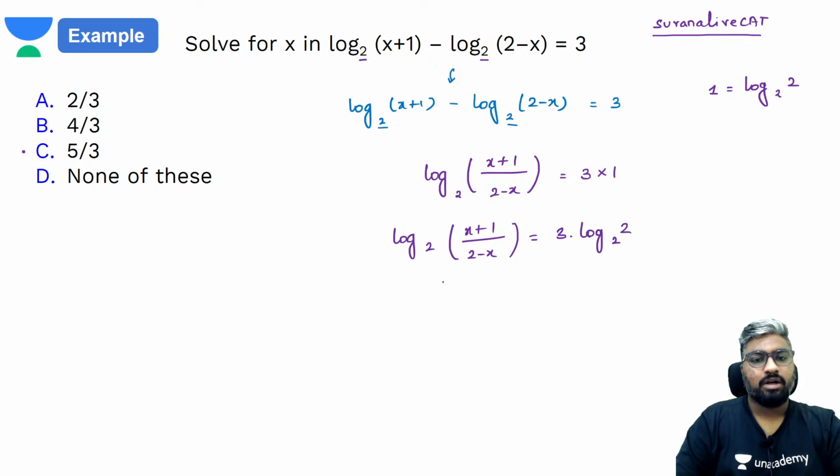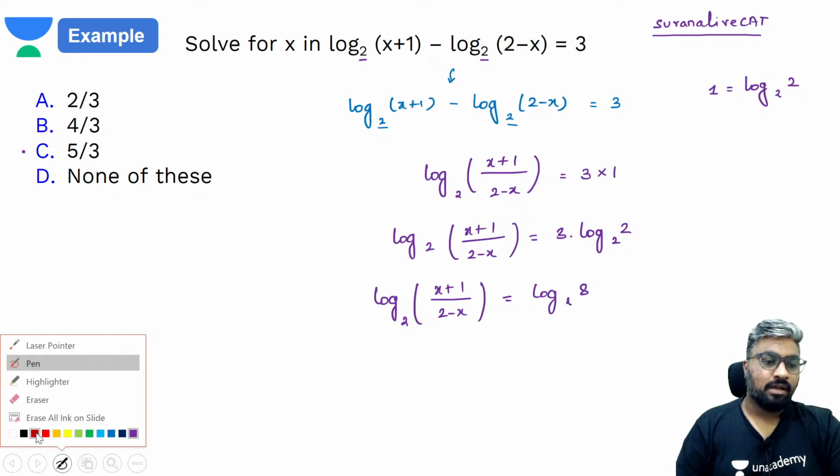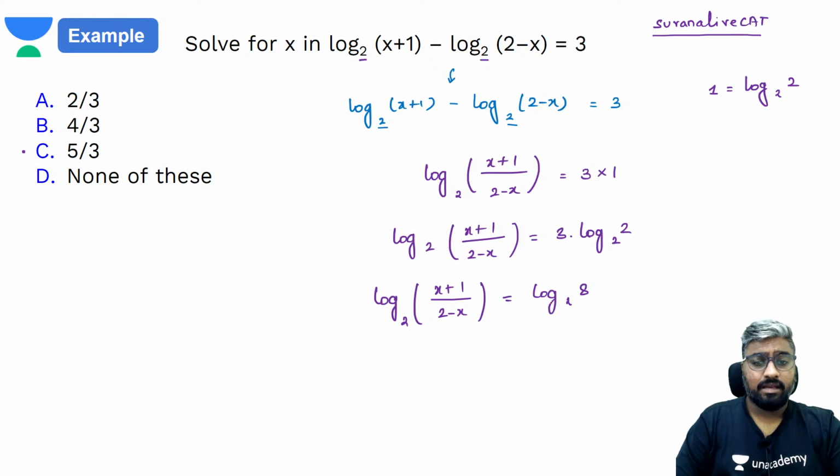Yeah, ultimately what will we get? We will get log of (x plus 1) by (2 minus x) to the base 2 is equal to log 2 power 3, which is log 8 to the base 2. Now we have logarithmic expressions on both sides with the same base. So what do we do? Take anti-log.